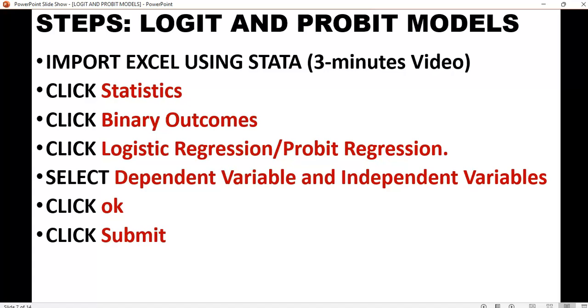So what are the steps to take in estimating the model using the Logit and the Probit? The first one is to import Excel using Stata. Earlier we had posted a 3-minute video with respect to this. Then you click statistics, then you click binary outcomes, and if you're going for logistic regression, you click logistic regression. If you're going for Probit regression, you click Probit regression. The next step is to select the dependent variable and independent variables, and then we click OK, and then we click submit. So let's see how this is done in Stata.